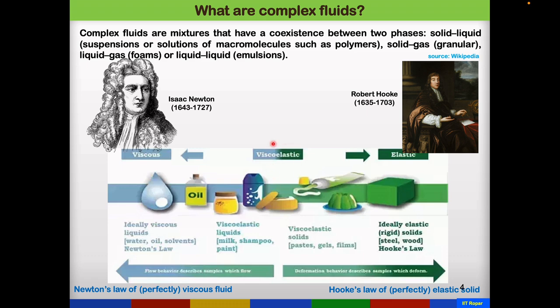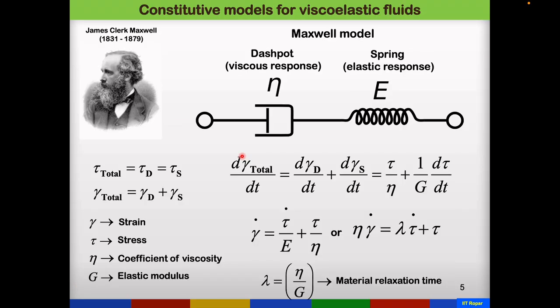And to do that, first of all, what do we need? We need a constitutive model. For instance, for viscous fluid we have Newton's law of viscosity. Similarly, for elastic solid we have Hooke's law. So all these are constitutive models. Similarly, for viscoelastic fluids we have a very well-known constitutive model called the Maxwell model. This is the simplest viscoelastic constitutive model that we have to date.